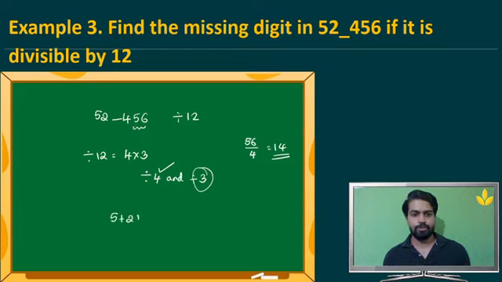5 plus 2 plus 4 plus 5 plus 6 plus some number x. This sum should be divisible by 3. What is the sum we are getting? 7 plus 4 is 11. 11 plus 5 is 16. 16 plus 6 is 22, plus x. To make it a multiple of 3, it has to be 2. The missing digit is 2. So that is the answer for this question.